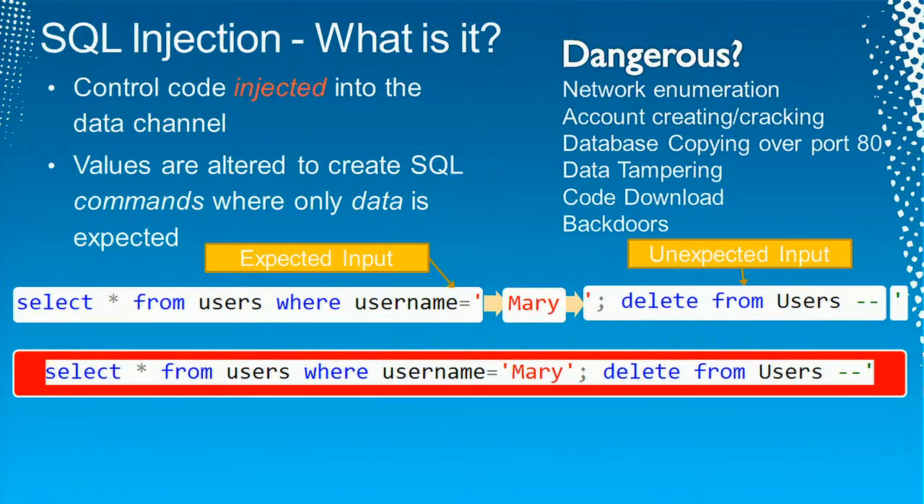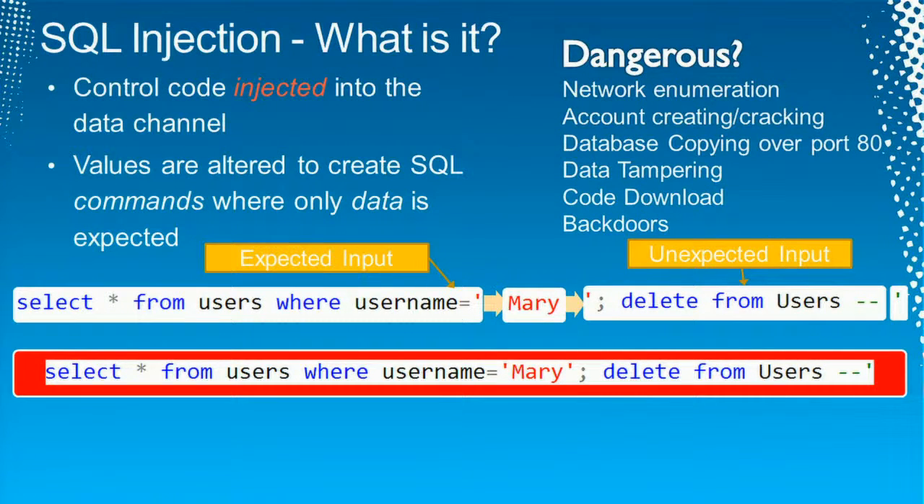They can steal your data, create accounts. There are exploits out there where you can copy an entire database over port 80. Very dangerous. And it's such a simple attack. Now, control code in SQL injection is injected into the data channel. And people say, well, what's control code? The bottom query there, select star from users where username, we think of that as control code. That does something. It controls something. That is our command. Mary in this query would be an example of our data channel. This is something a user might enter on a web page or some data we're going to search on.